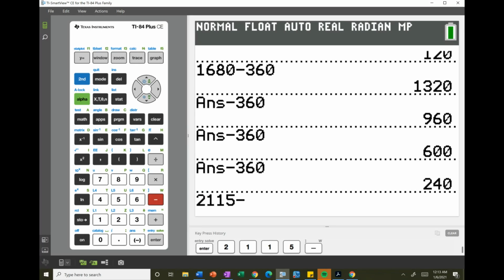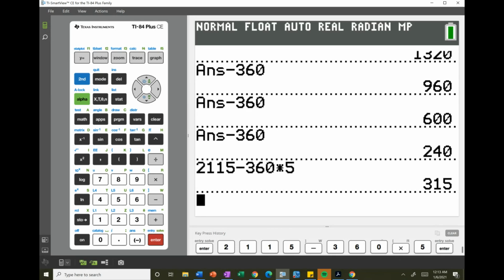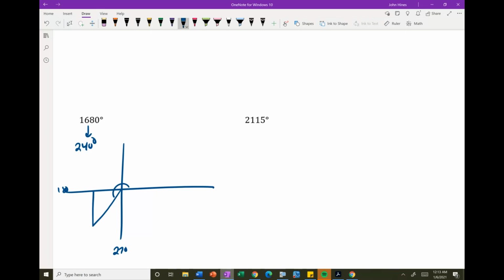2115. I'm going to do minus 360, I don't know, let's say 5 times. That was just a guess there. So I did 360, 5 times I took it away, and I landed at 315. I landed at a 315 degree angle.